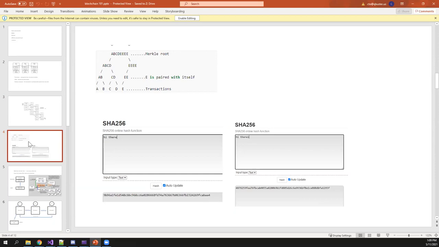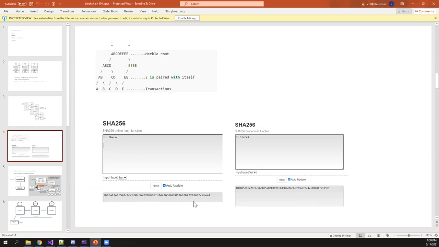As a demonstration, I went to this online website where you can just type stuff in and it tells you the SHA-256 hash. It's a mathematical function that creates this. If I type "hi there," I get this hash back, right? Hashes are always 32 bytes. These are hex numbers, but this doesn't really matter. They're always the same length. No matter how much data you put in, you're always going to get exactly 32 bytes of data back.